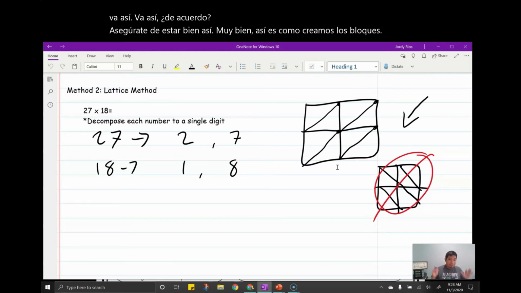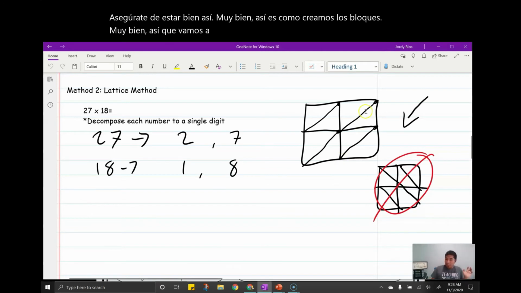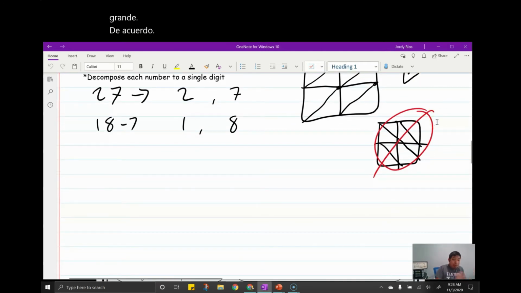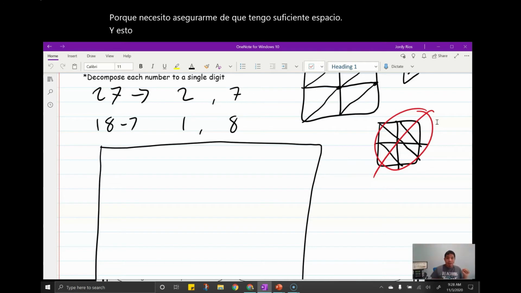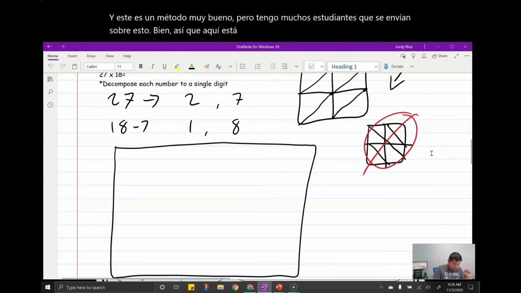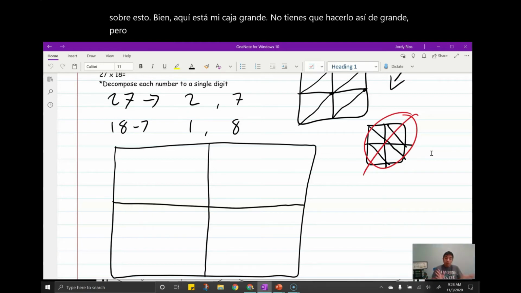All right, so let's actually fill in the box. So I'm gonna create it a little bit bigger, because I need to make sure I have enough space in it. And this is a really good method, but I have a lot of students that kind of get tripped up about this, okay? So here's my big box. You don't have to make it that big, but I'm gonna make it that big so that way we know what to do.